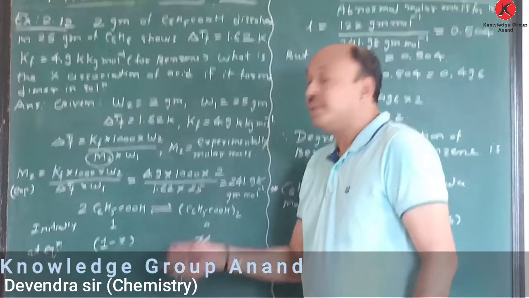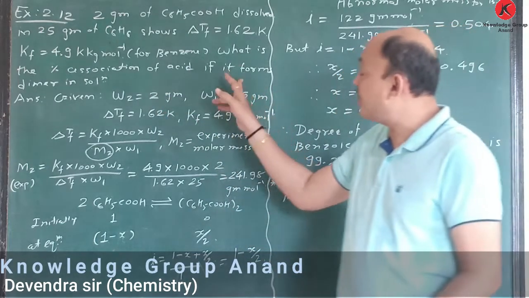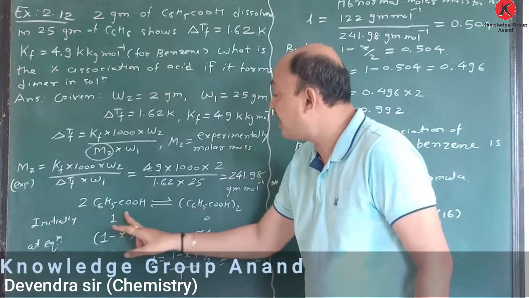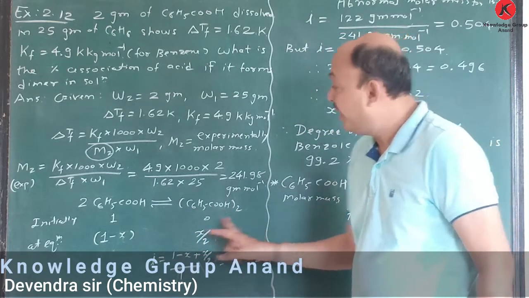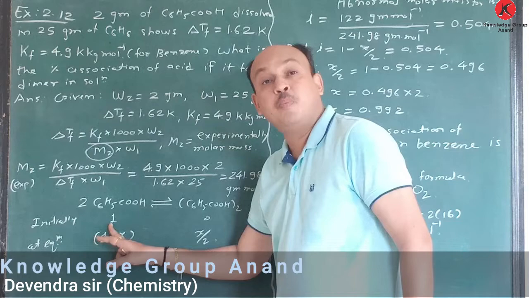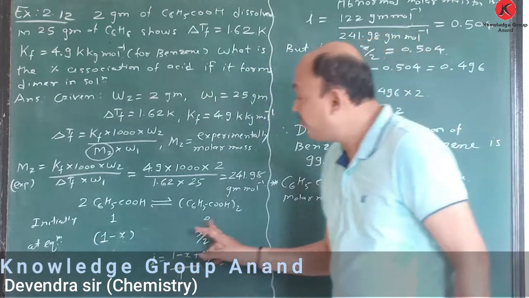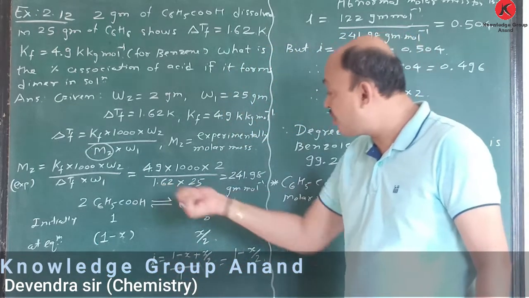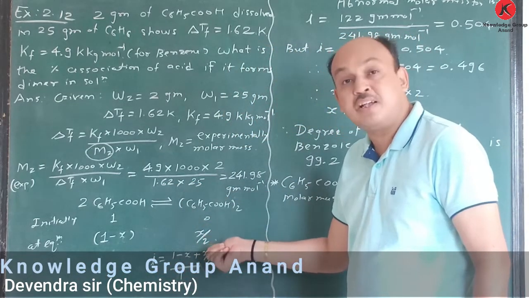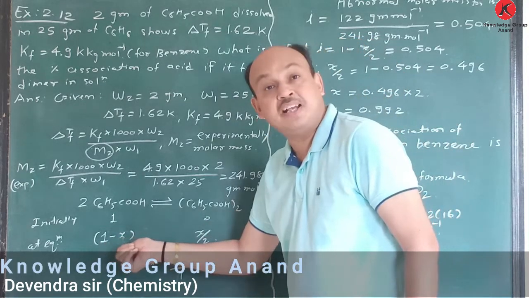Now here they say that dimerization takes place in the solution. So 2C6H5COOH gives (C6H5COOH)2. Initially, suppose we consider 1 mole. At that time there is no association. But if we consider that 1 mole is associated, then here x by 2 is there, that means association has occurred, and here we obtain 1 minus x.